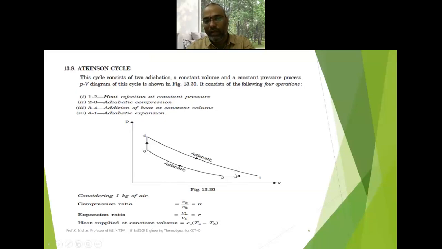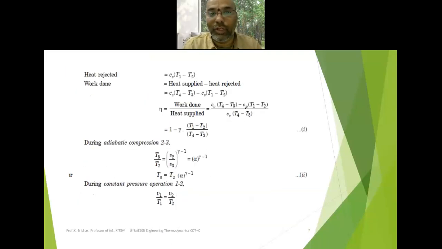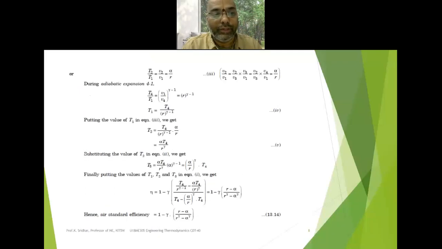It is simply a modification of the Otto cycle. The constant volume heat rejection is replaced by constant pressure heat rejection in the Atkinson cycle. The remaining processes are exactly similar to the Otto cycle: reversible adiabatic compression, constant volume heat addition and reversible adiabatic expansion. But in the Otto cycle we have constant volume heat rejection, which here is replaced by the constant pressure heat rejection process. Like that, we can differentiate the Otto cycle and the Atkinson cycle. Similarly, this one also gives the same efficiency, so the efficiency value remains the same.